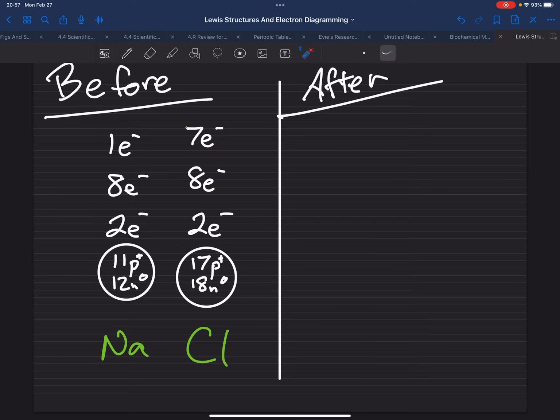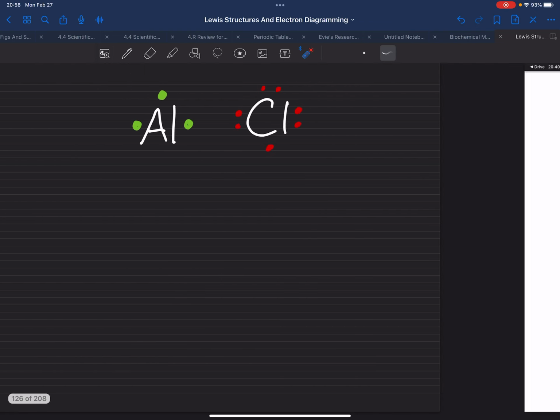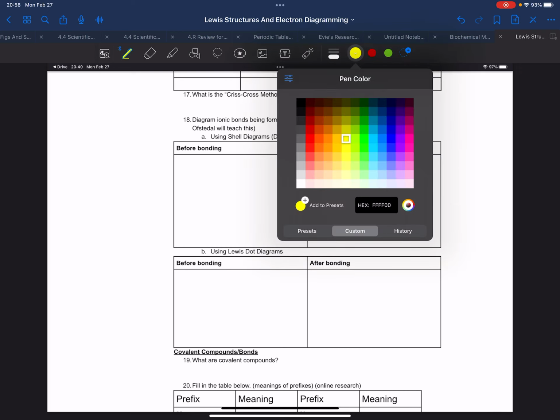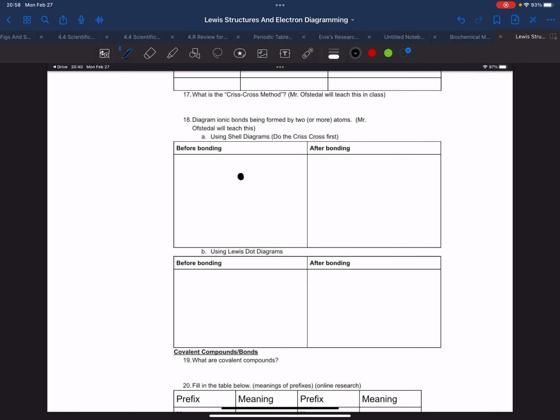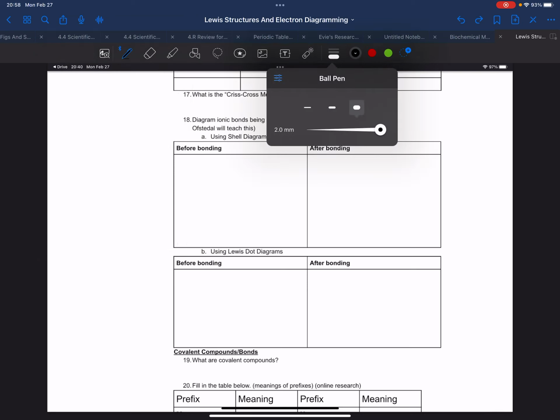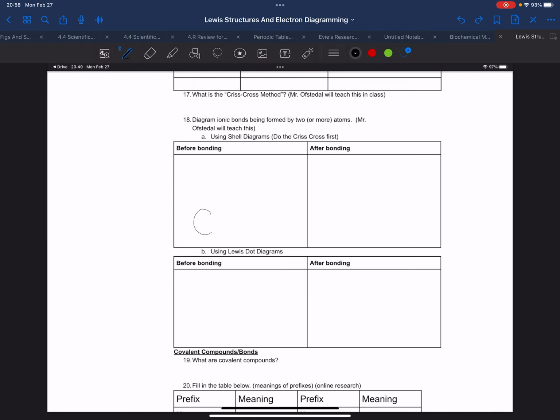All right, how do we diagram this? This is what we look at in the before. So I'm going to skip ahead and show you what this would look like on your notes. All right. So here we go. No, that's not what I want it to look like.